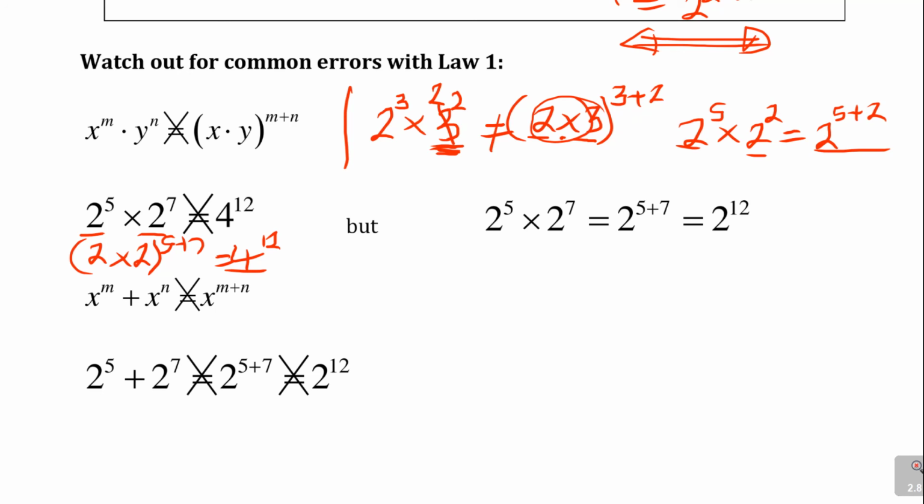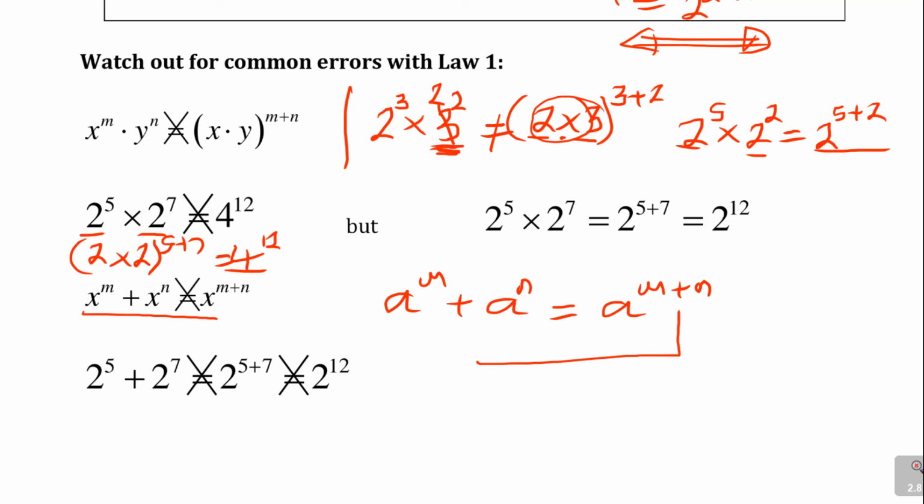Alright, and then the last one that is also common, a law students always struggle with. x to the power m plus x to the power n is equal to x to the power m plus n. You find students doing this. They will say, for example, a to the power m plus a to the power n, simplify. And then you find students saying a to the power m plus n. Something is wrong. When you see a plus here and a plus there, something is wrong.